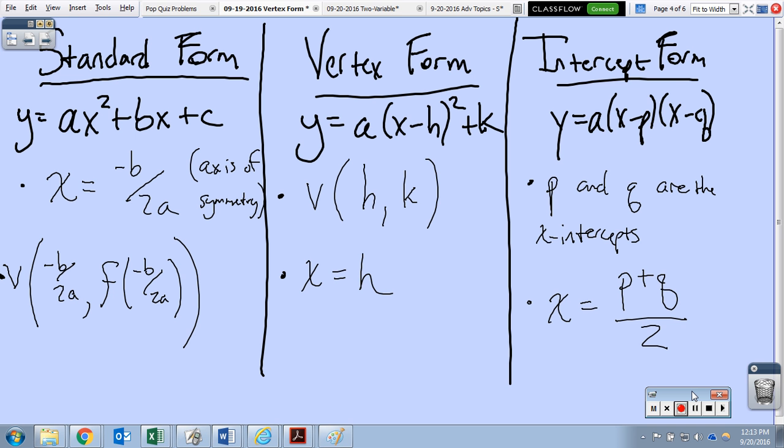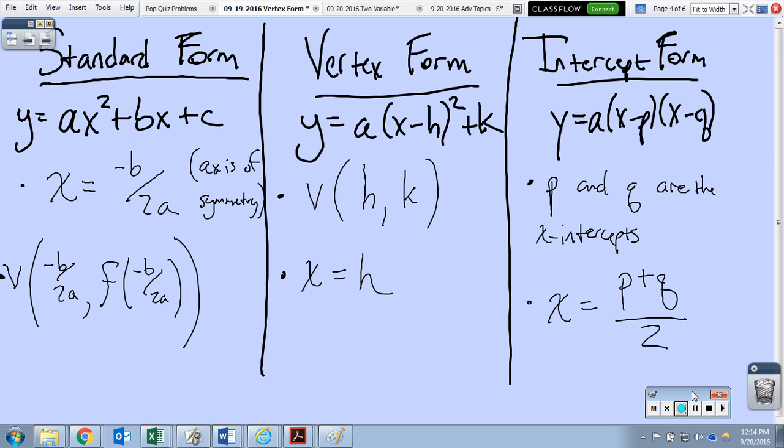So be sure to understand these. If you don't know them, this is definitely a good note to have in your notes. In standard form, x equals negative b over 2a is the axis of symmetry. Here the vertex would have that x-coordinate, and the value of the function, f of negative b over 2a, would be the y-coordinate of the vertex. If I know the x-coordinate, I can just plug it in and get the y-coordinate.